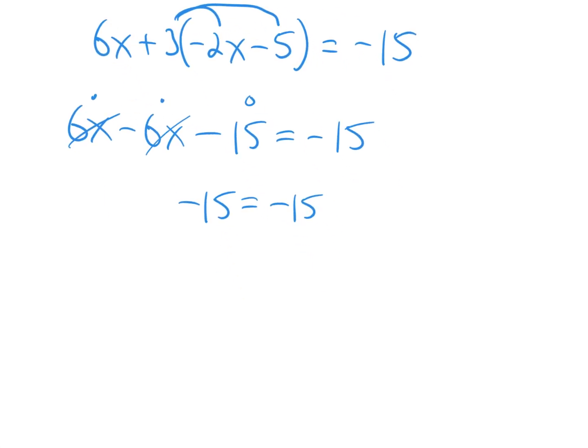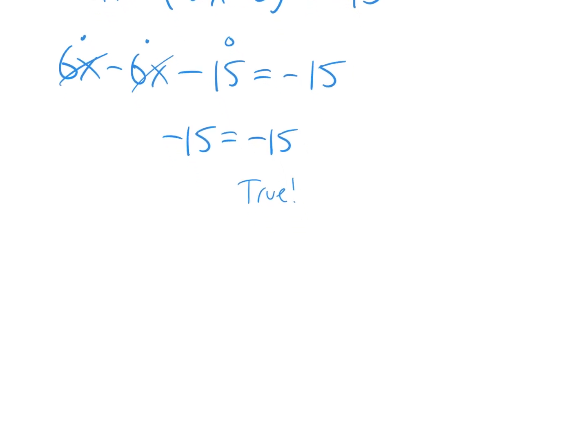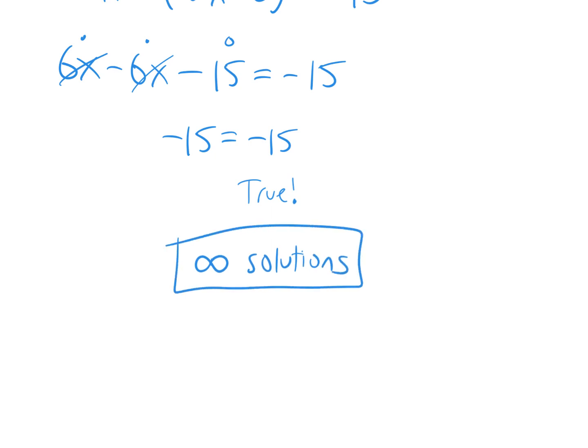Is that true or false? It is true. So how many solutions? Is it infinite solutions or no solution? It's going to be infinite solutions. If it's true, it's infinite solutions. And there's no x left over, that's all you can do. It's basically the same line on top of itself, just rearranged differently.